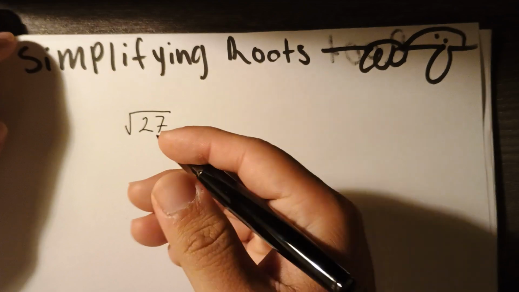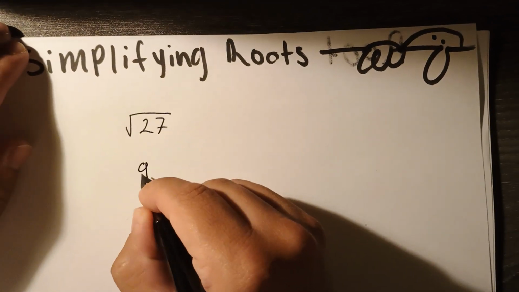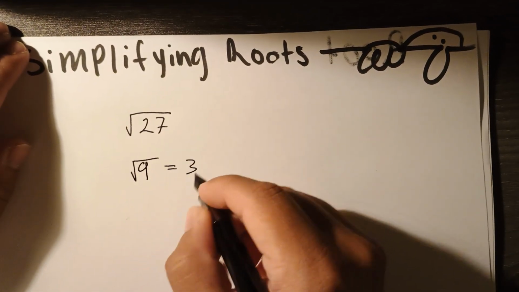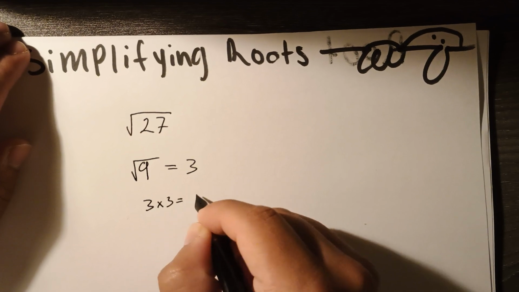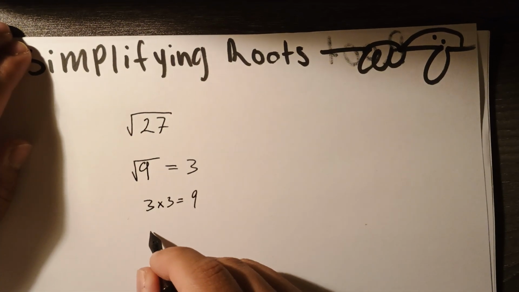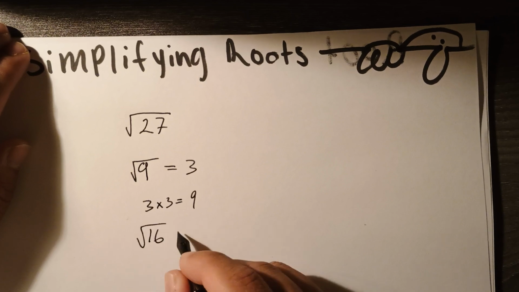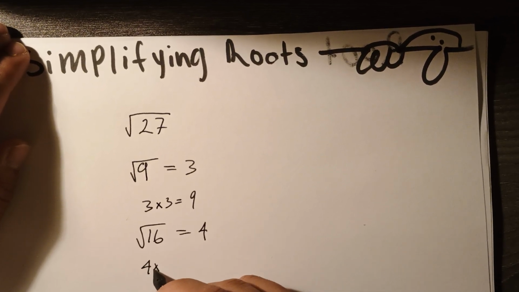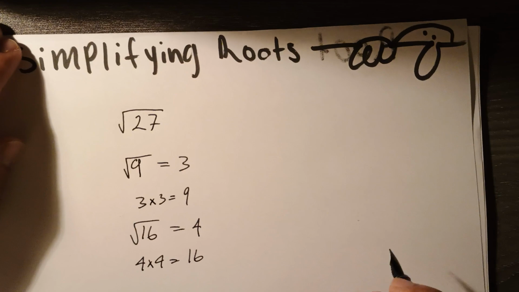You only know the simpler roots, like let's say you had the square root of 9, right? That'd be 3, because 3 times 3 is 9. Or you know that the square root of 16 is just 4. 4 times 4 is equal to 16.